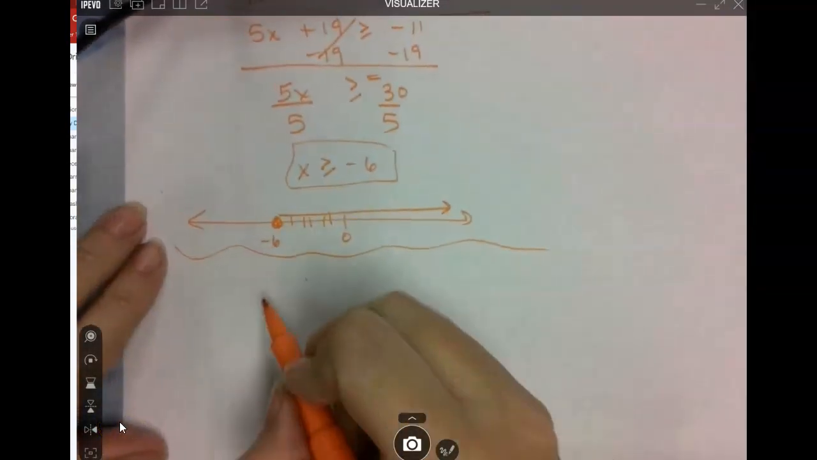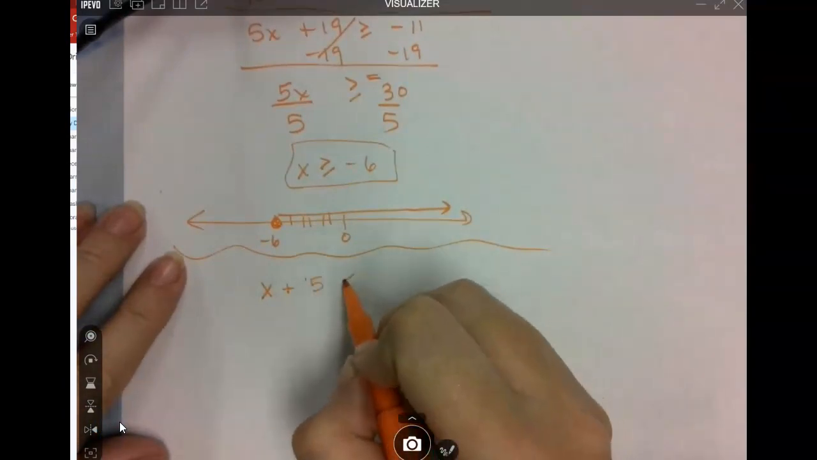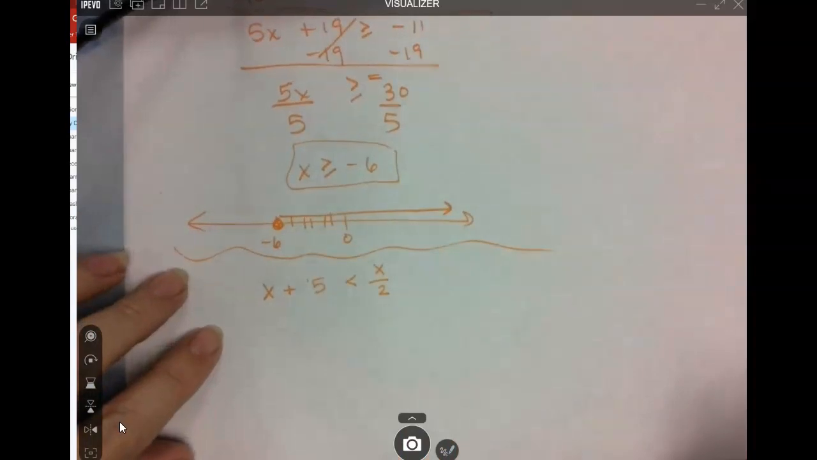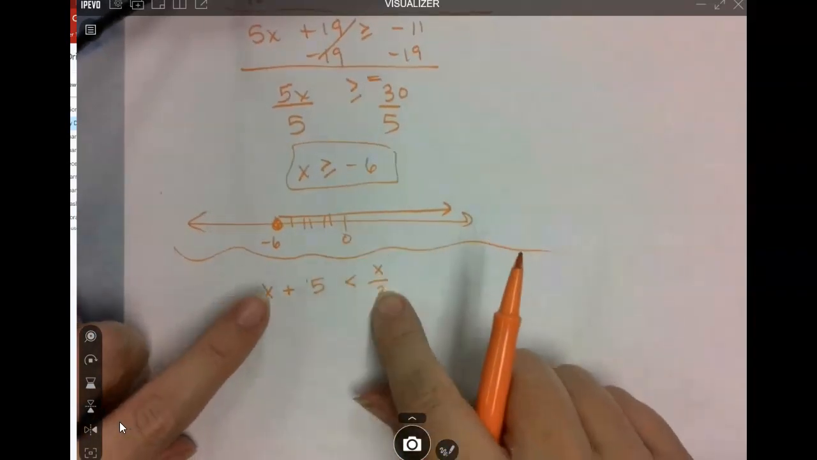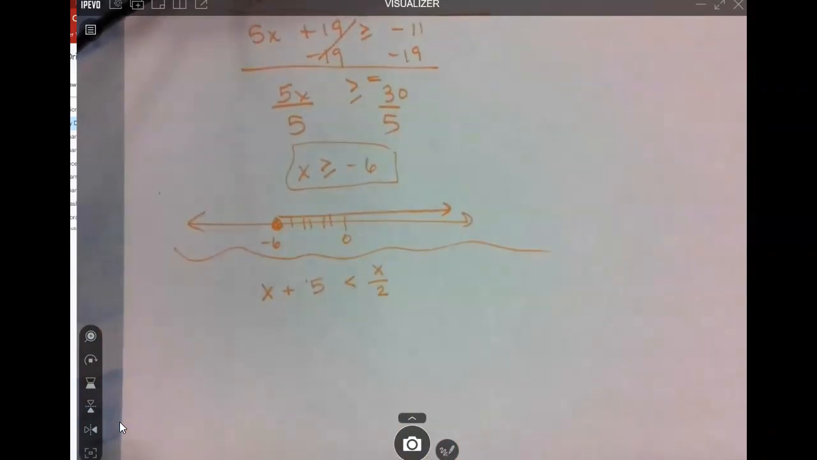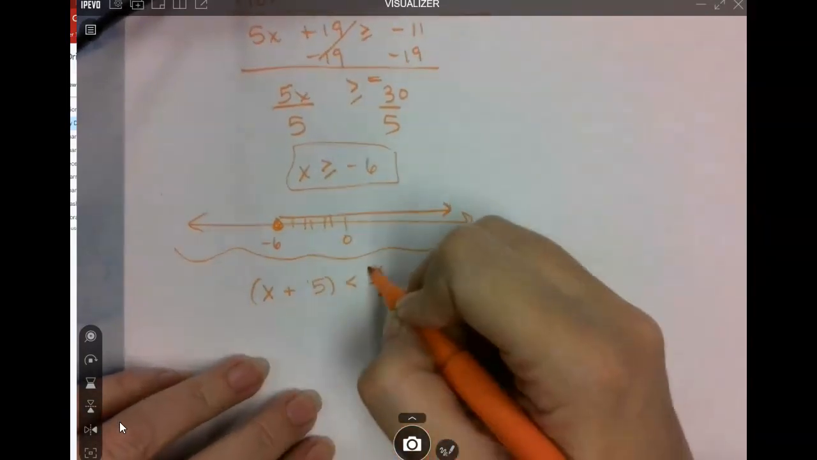Okay, I'm going to fit one more on here, and this one looks a little funny, but I'm going to show you how to make it super easy. So here it is, and it's got two x's, so I want to get the x's together, and it's got a 2 on bottom. The first thing I want you to always remember is if you've got something on bottom and you want to get rid of it, you can just multiply times whatever's on bottom.